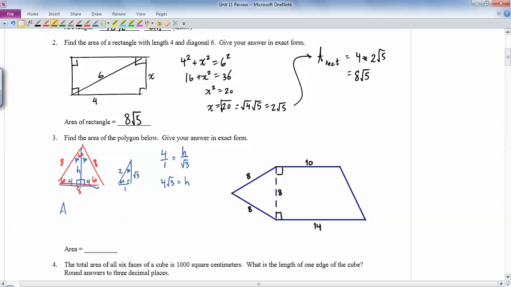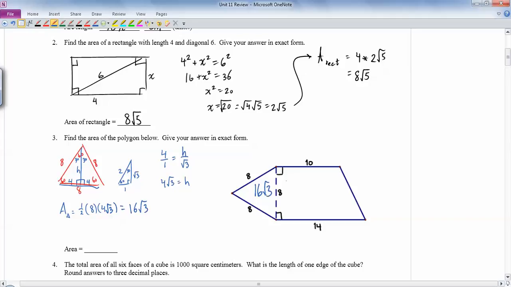So the area of the triangle is going to be 1/2 the base times the height. Oops, height's not 4, it's 4 root 3. So then that's going to be 1/2 times 8 is 4, times another 4 is 16, times root 3. So that's the area of the triangle, 16 root 3.